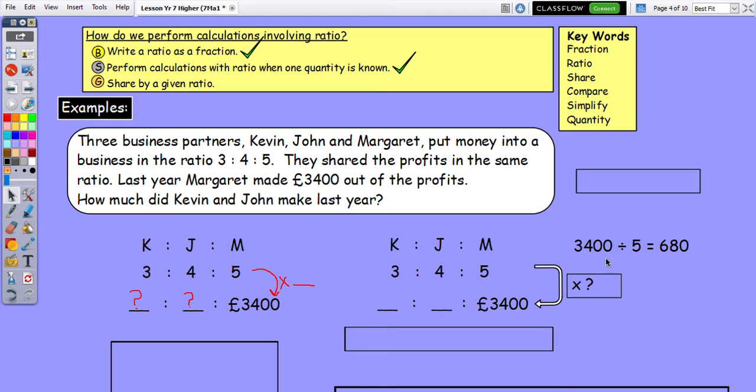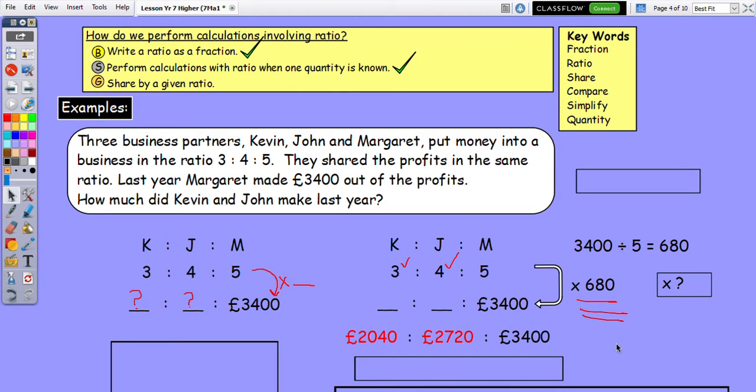So 3,400 divided by 5 is 680. You may or may not, in a question, get a calculator to do this. Who knows? But 3,400 divided by 5 is 680. So this magic number here is 680. So 5 multiplied by 680 is 3,400. We've already stated several times that what we do to one side, we must do to every other side, because this is a constant, this doesn't change. So if I multiply 680 by 3 and then 680 by 4, I'm going to presumably get the profit amount of Kevin and John.